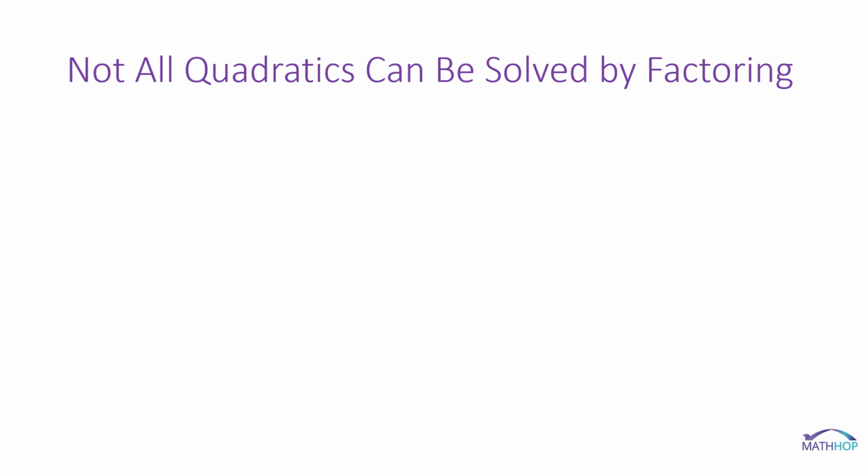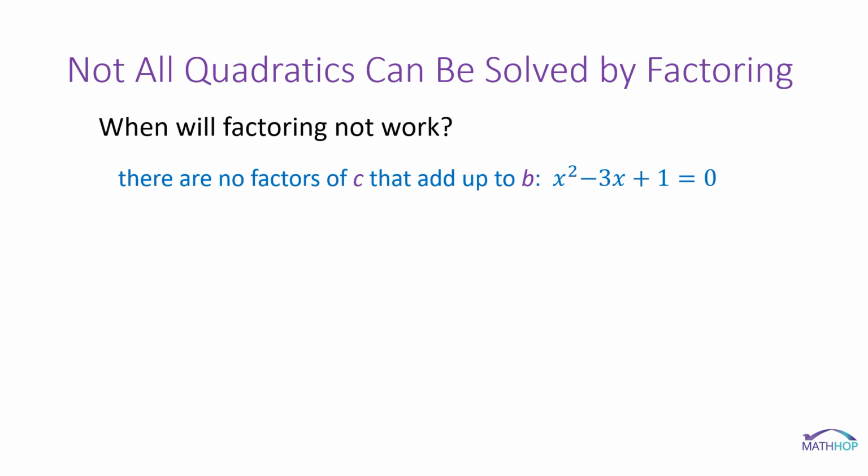All right, I would love to tell you that all quadratic equations can be solved by factoring, but in fact they cannot. So when will factoring not work? Well, factoring won't work if you have a leading coefficient of 1, so you have just an x squared, and you don't have any factors of c that add up to b. There are no factors of positive 1 that add up to negative 3, because all we have is 1 times 1. So in this case, you cannot factor this expression, therefore you cannot solve this equation by factoring.